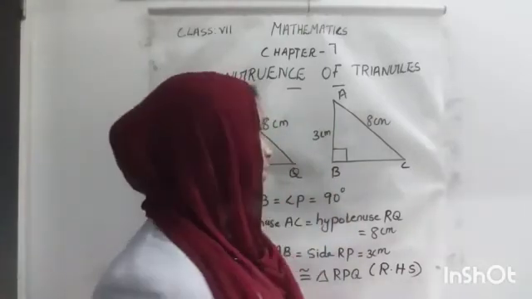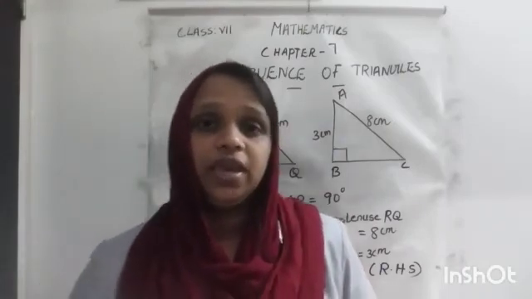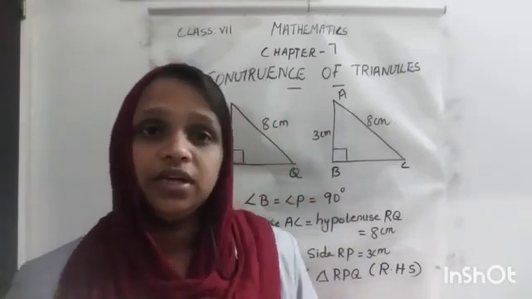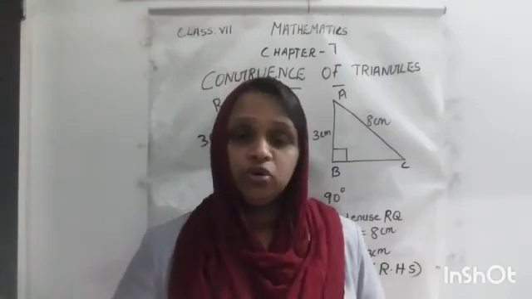So these are the two criteria, ASA and RHS. Hope you all understood.